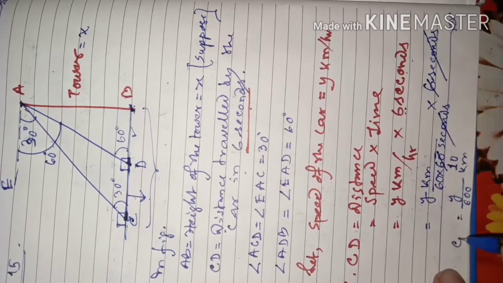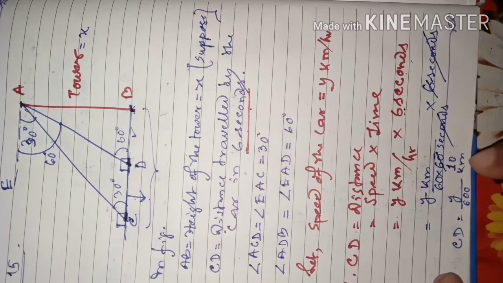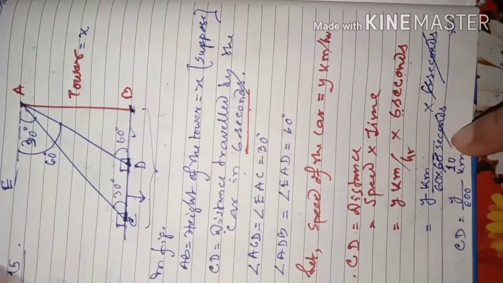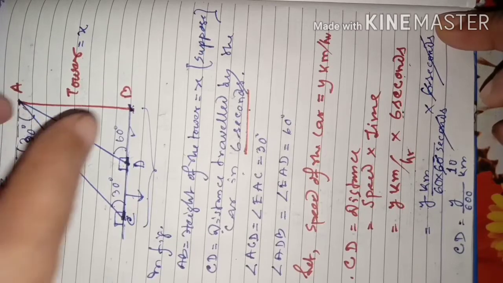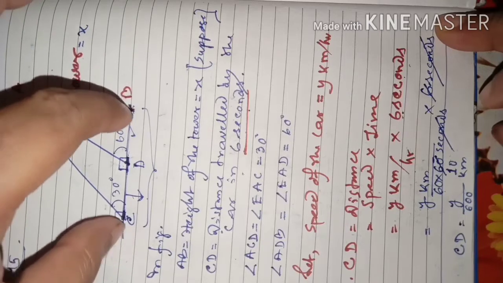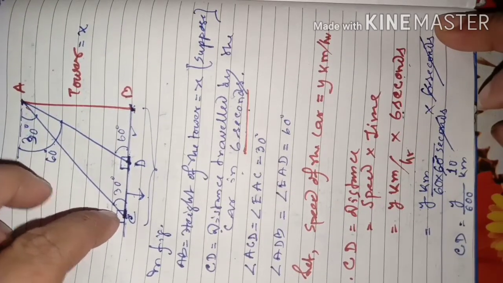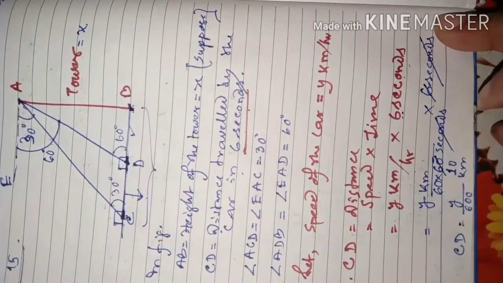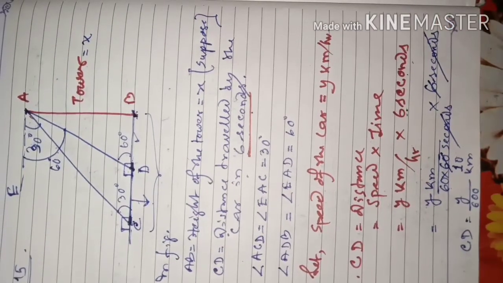Leave it just like this. Okay, CD is equal to y by 600 kilometer. Clear, students? Next we will find out BD also the same way, but for that we have to take this right triangle. AB by CB is equal to tan 30 degree. Again AB by BD is equal to tan 60 degree. So from there we can extract the length of BD. We will extract this way.